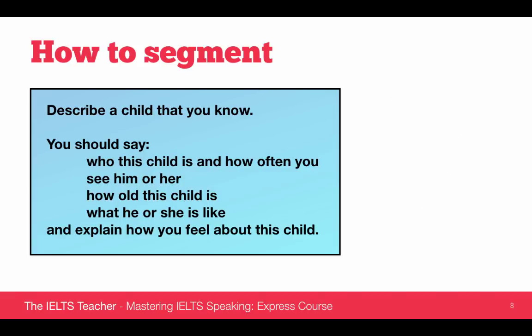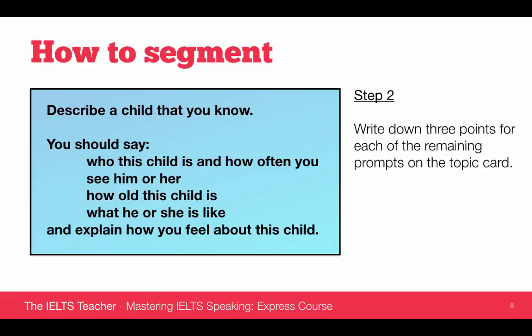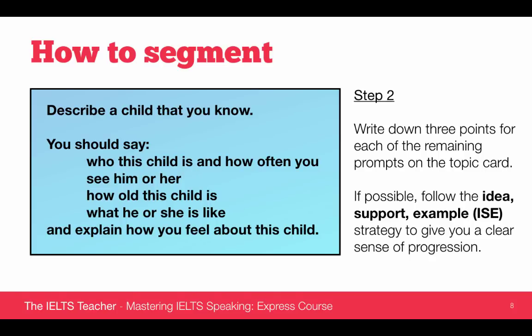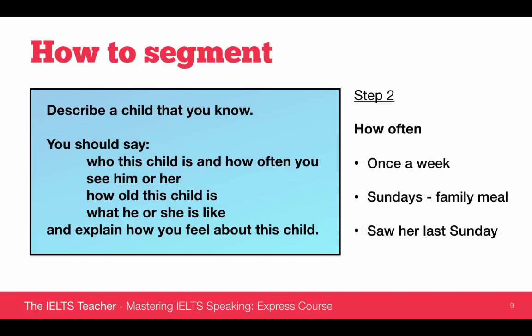Moving on to step 2, this will form the bulk of your talk. This is a case of writing down 3 points for each of the remaining prompts or bullet points on the topic card. If possible, follow the idea, support, example strategy, ISE or ICE, if you want to keep that in your mind, to give you a clear sense of progression. Now let's have a look at what this looks like in practice.